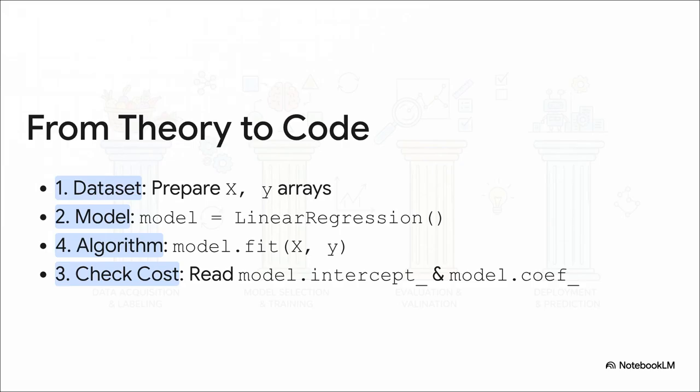Pillar 1, the dataset, that just becomes your X and Y arrays. Pillar 2, the model, that's as simple as writing LinearRegression(). And Pillar 4, the entire optimization algorithm, it's all hidden inside one powerful command, .fit. That single method does all the hard work of walking down that error valley for you. And the result of minimizing Pillar 3, the cost function, is what you get at the end. You can just inspect the intercept_ and coef_ attributes to see the optimal theta settings the model found.